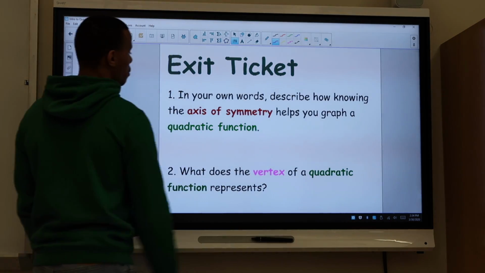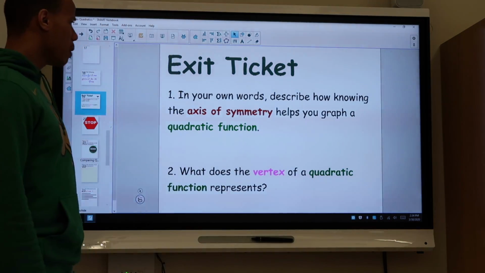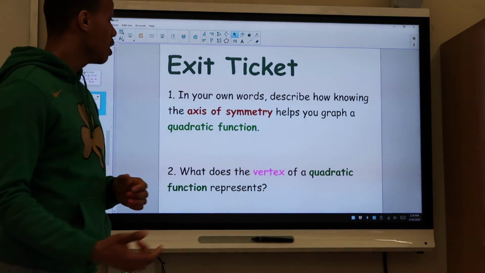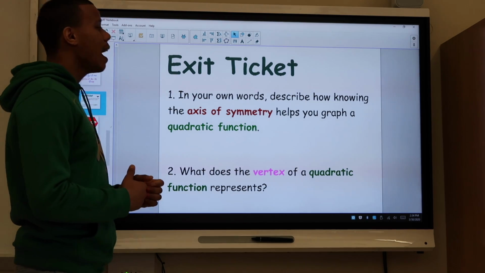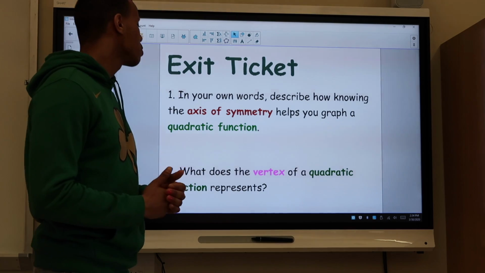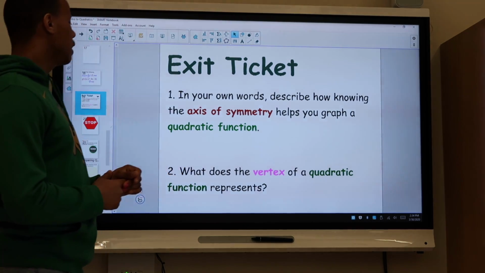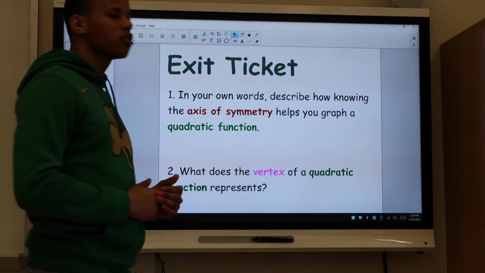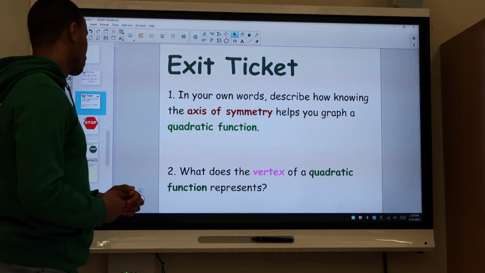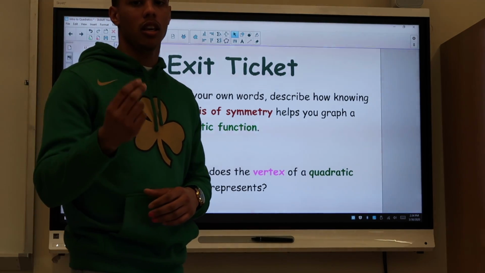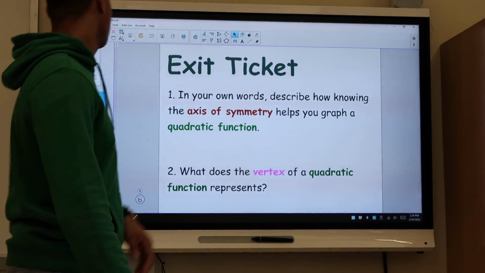And then the last thing I want you to do, I just want you to think about these two questions. So in your own words, I want you to describe how knowing the axis of symmetry helps you graph a quadratic function. And then the second one, what does the vertex of a quadratic function represent? Then again, I just want you to think about those questions because those are key to graphing a quadratic function.